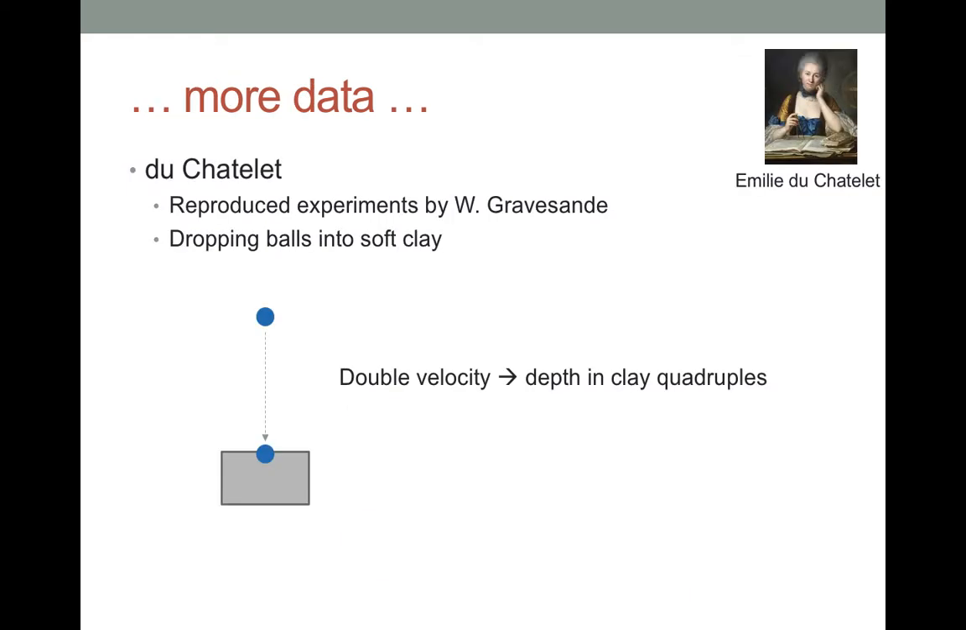Another person who contributed to this was Émilie du Châtelet. She was reproducing some experiments done by William Gravesande, who was dropping balls into clay. And what du Châtelet realized was that if you increased the height of the ball, so you doubled its velocity when it hit the clay, you would increase the depth that the ball penetrated into the clay by a factor of 4. So when you double the velocity, basically the amount of work it can do, in this case on the clay, quadrupled. What she had discovered was the gravitational potential energy of the ball was being converted into kinetic energy, and kinetic energy depended on the square of the velocity.